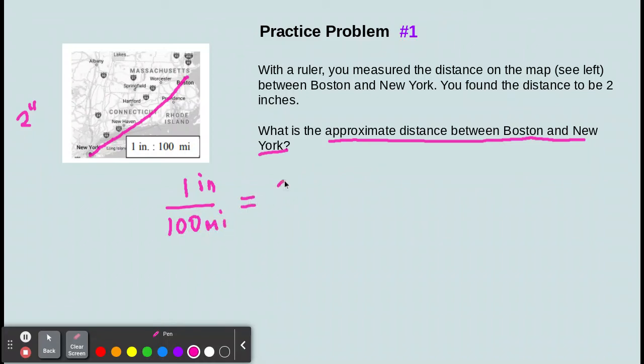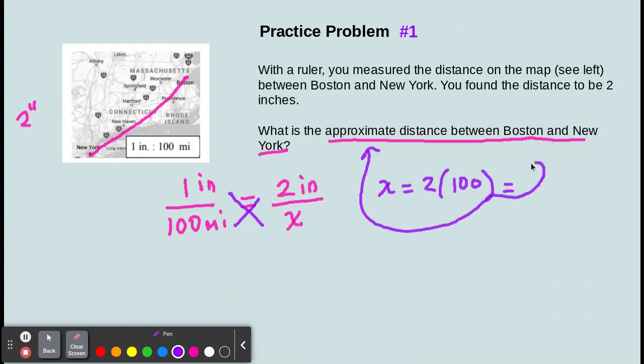We measured it to be 2 inches, our distance in that line there. And now we need to solve for the approximate distance between Boston and New York in real life, which is our x value here. So how do we do that? Use your cross product. X times 1 is x, which equals 2 inches times 100 miles. So what is the approximate distance between Boston and New York?